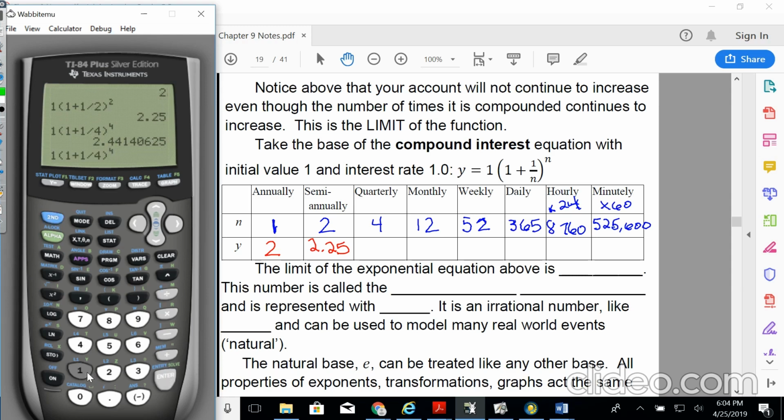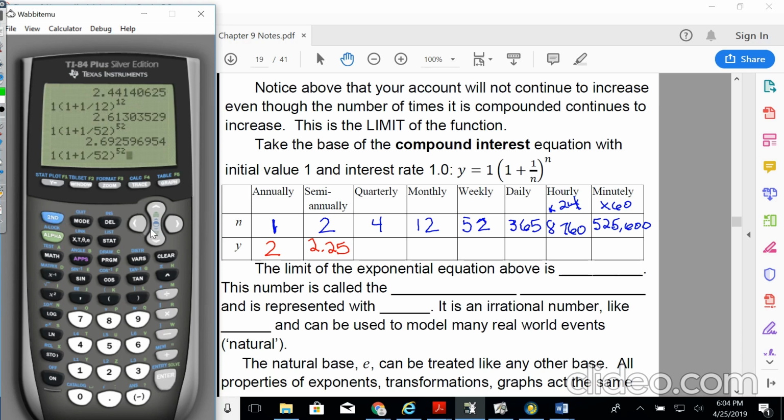Changing it to a 12, and this one to a 12: 2.61. There are more decimals, but that's enough. Now 52 for the weekly, and then change the denominator to a 52. 2.693 if we go all the way to 3 decimals.